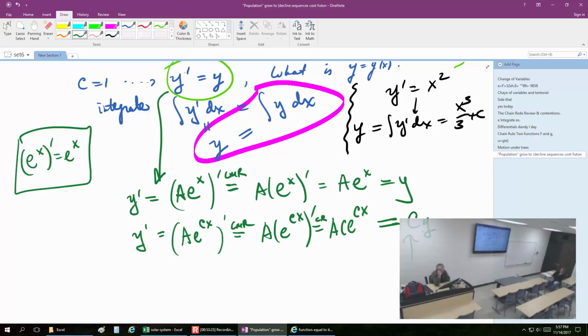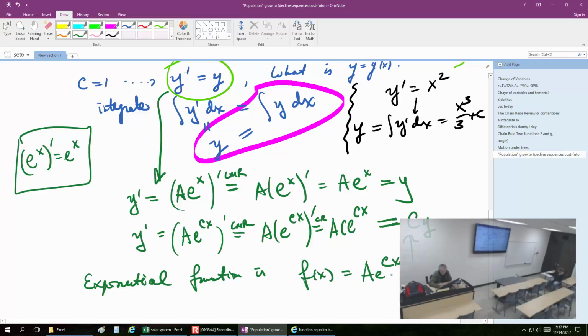Okay, so that's pretty much the whole thing. The general exponential function is, say, a e^(cx). a is just a coefficient, meaning that this is like the initial state or initial population, and c is the growth or the decay constant. Okay?